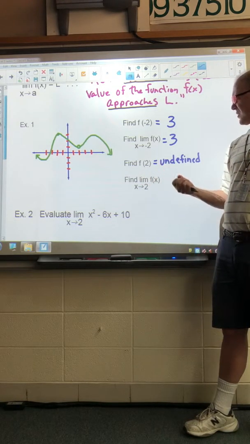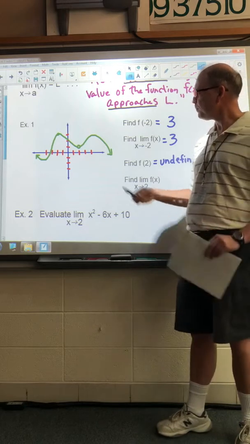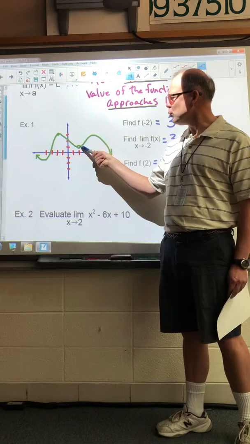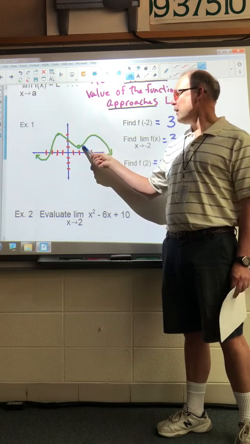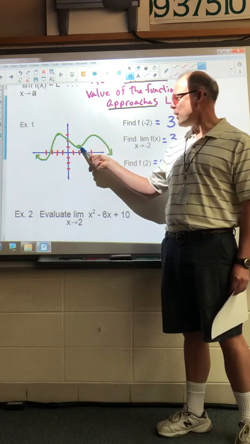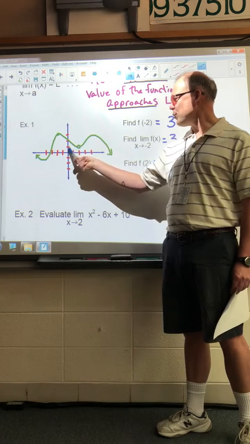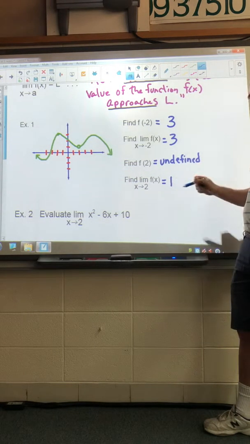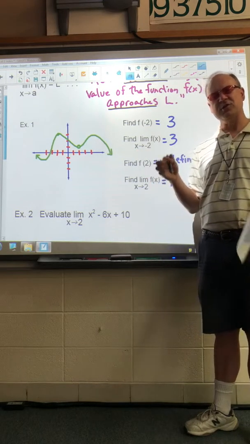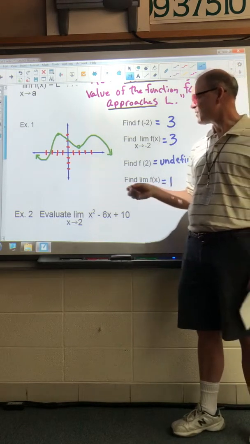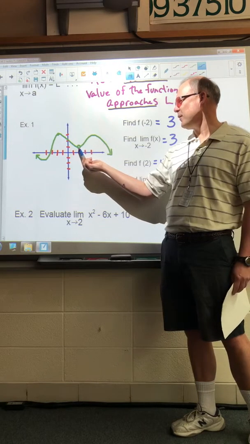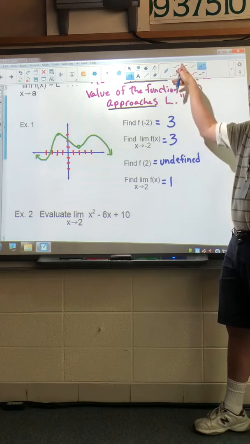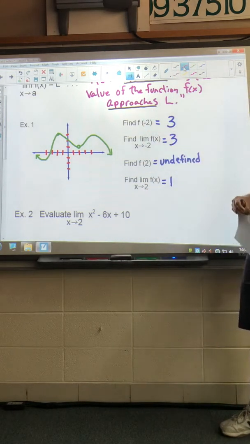How about the limit as x approaches 2? I'm getting closer and closer to 2. I'm never going to get there, but I am approaching what y value? I'm approaching 1. With a limit, you never get there. You just get really, really close, as close as you can possibly be without actually getting there. So that's the main point of these two examples.